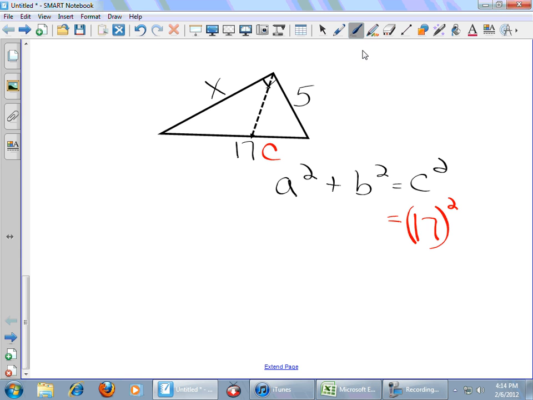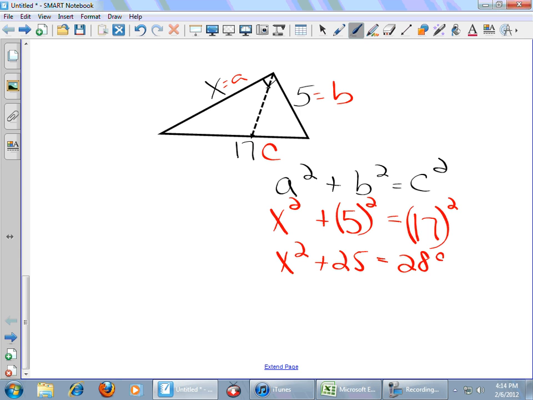A and B don't matter. This time I'll let this equal A, and it'll be B. So I'll get x squared plus 5 squared. I'll square everything. I'll get x squared plus 25 equals 289. Our goal is to get x alone. In this case, I need to get x squared alone first. I'll subtract 25 from both sides.